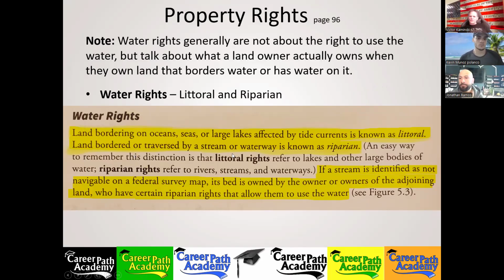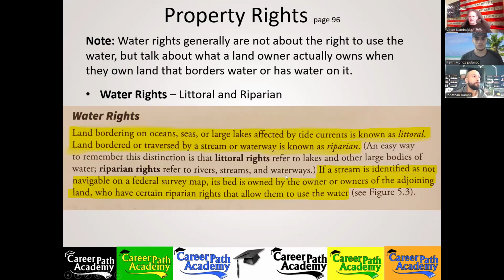Land bordered or traversed by a stream or waterway is known as riparian. I'll give you a better definition than that in a minute. So an easy way to remember this: littoral rights refer to lakes and large bodies of water, and riparian rights think of little rivers and streams and waterways.